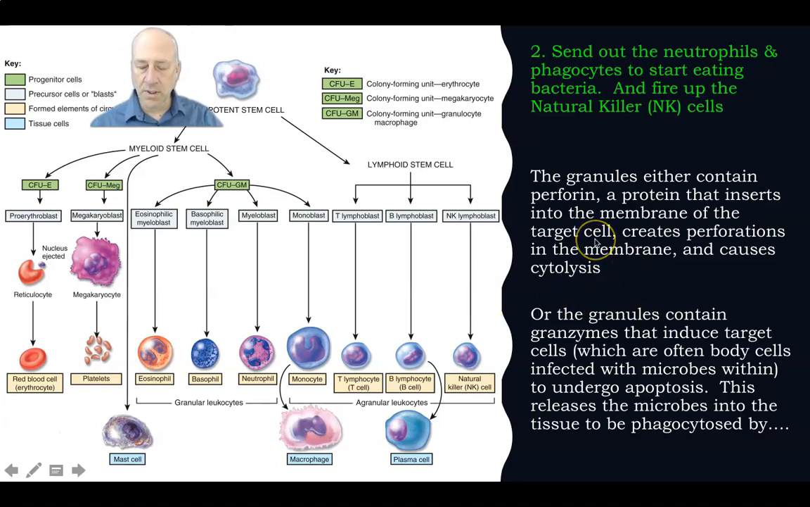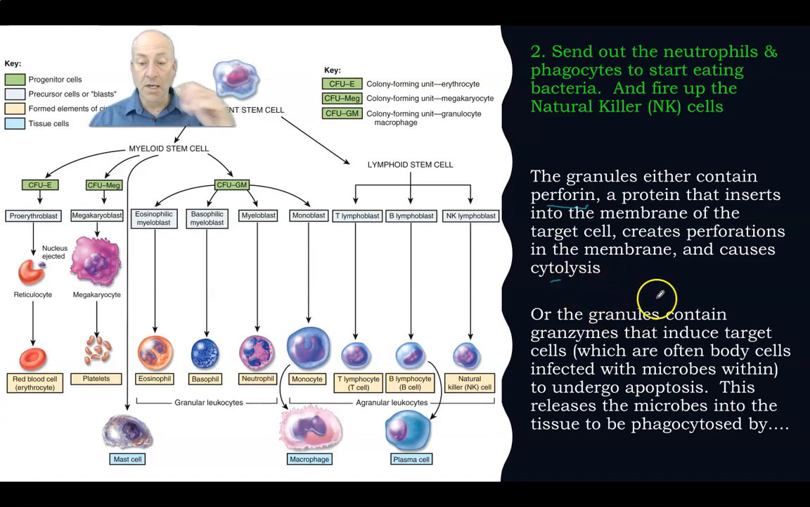The granules will either contain perforin, which is a protein that's going to create perforations, just like a MAC, just like I showed you with the membrane attack complex. But in this case, the perforins are proteins that embed in the microorganism or pathogen cell membrane, and they just start poking holes, and they cause cytolysis. You put the emphasis on the T, cytolysis, cell bursting. And that's what perforins do.